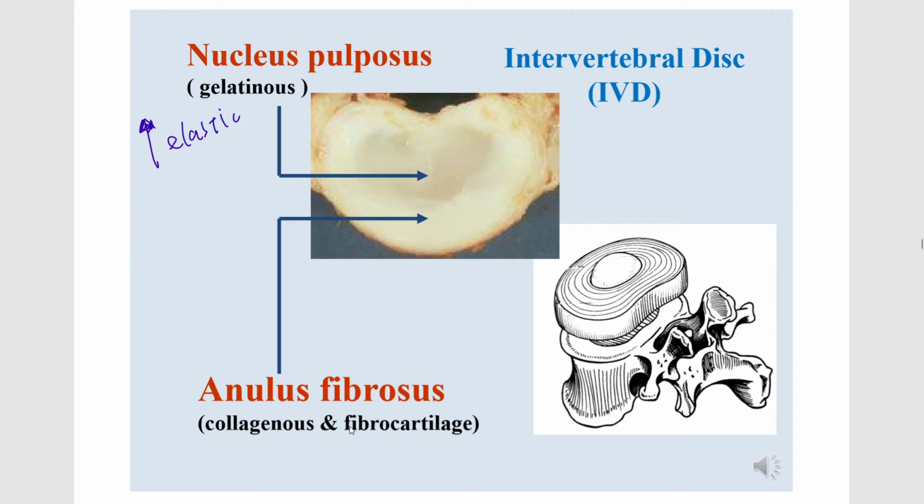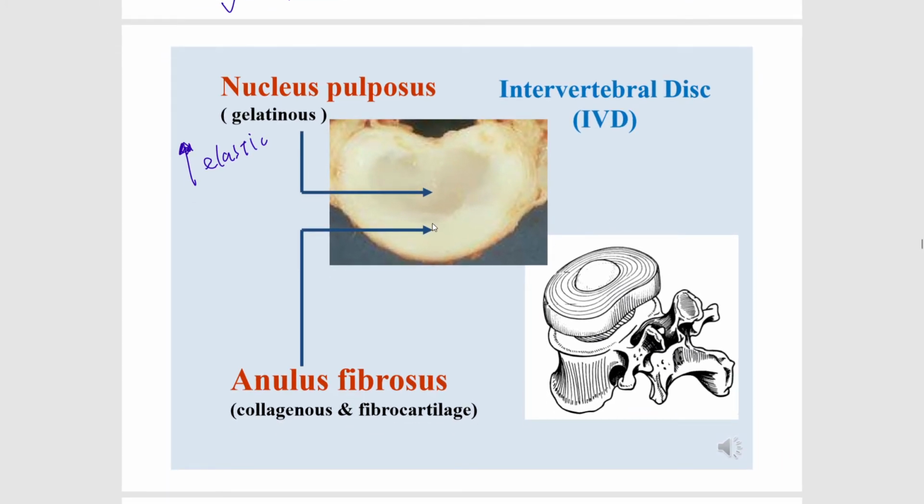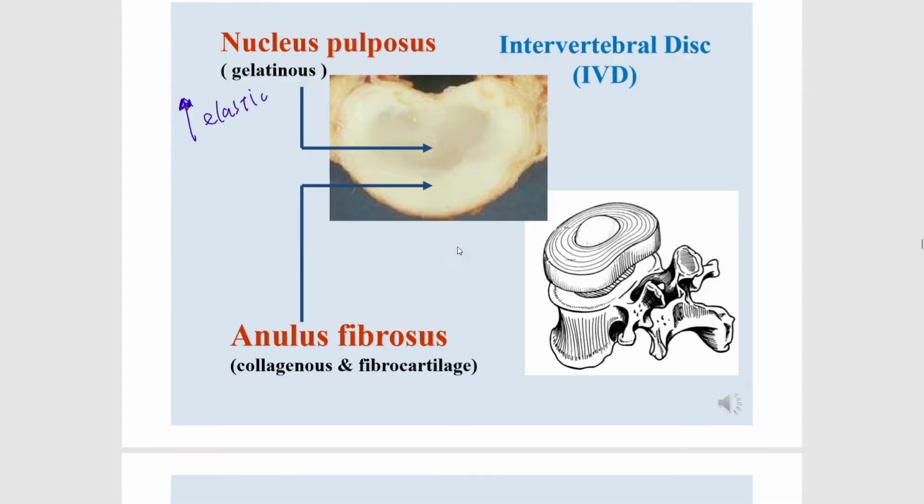You can see here, this is the intervertebral disc, and here the central region is called the nucleus pulposus, and it is highly elastic. The outer region over here is called the annulus fibrosus, and it is relatively harder than the nucleus pulposus. So this is the overview of the intervertebral disc.